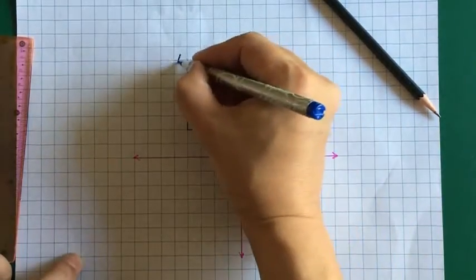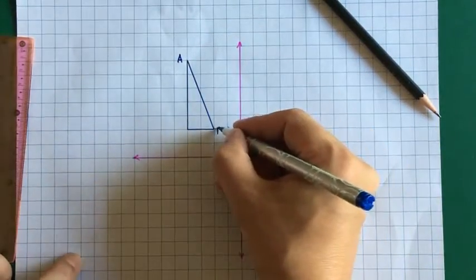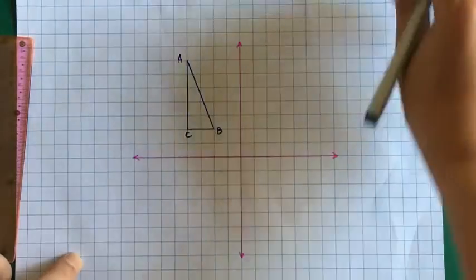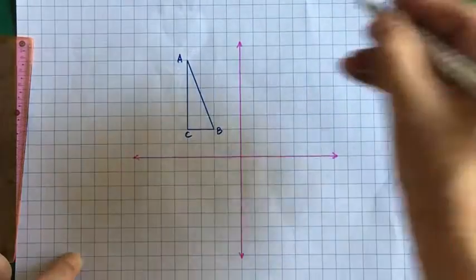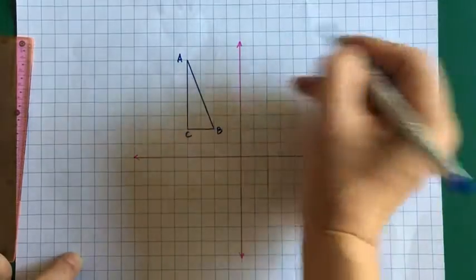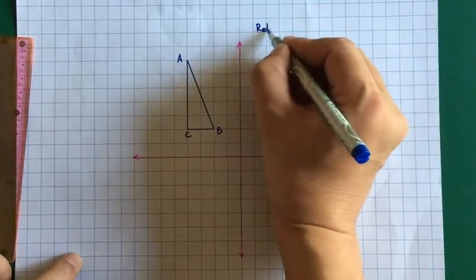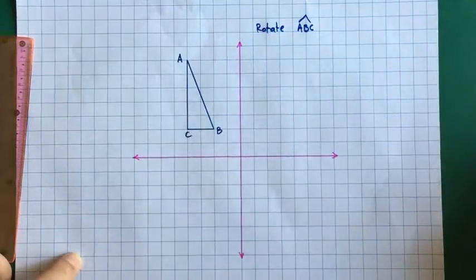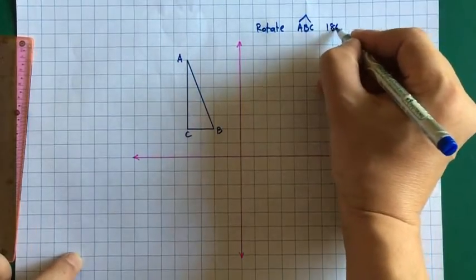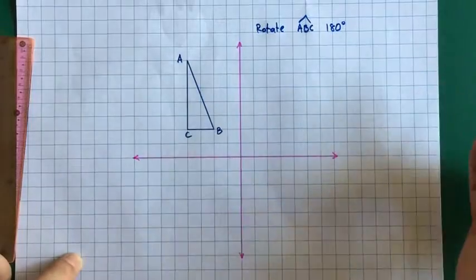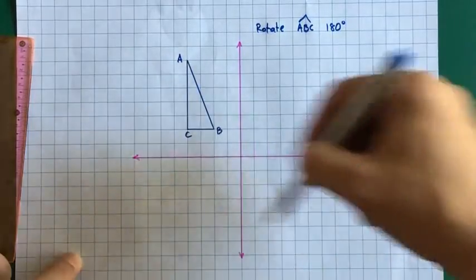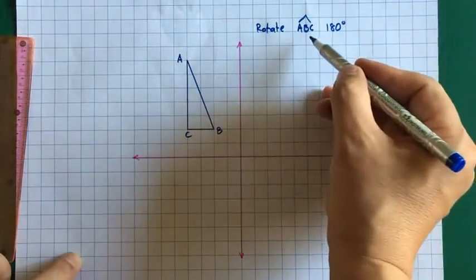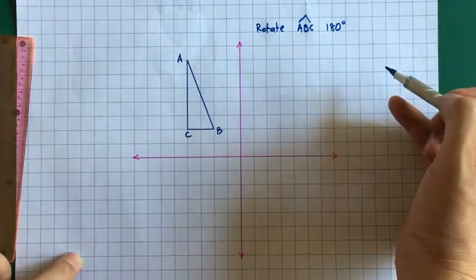And so we are going to rotate this triangle ABC. I might as well write the instructions down, so make it nice and simple. I'm going to rotate triangle ABC 180 degrees. You don't have to write clockwise or counterclockwise because you can go either way. So rotate triangle ABC 180 degrees.